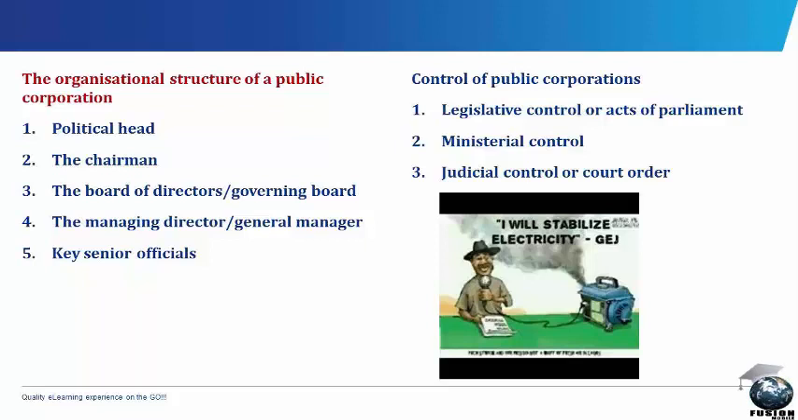How is a public corporation controlled? Will be the next point of our discourse. Control of public corporations. Number 1, we have legislative control or acts of parliament. Public corporations are set up by an act of parliament which stipulates their powers. Thus, any public corporation that is deficient and unproductive could be abolished by the legislature.